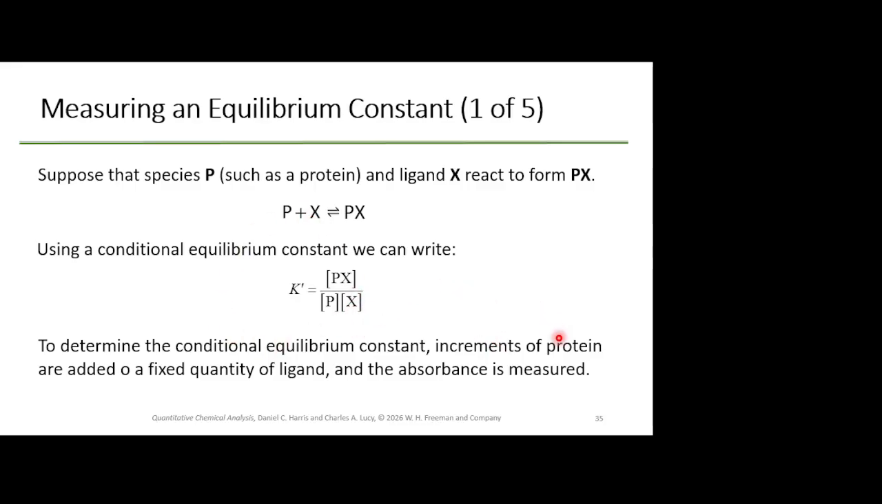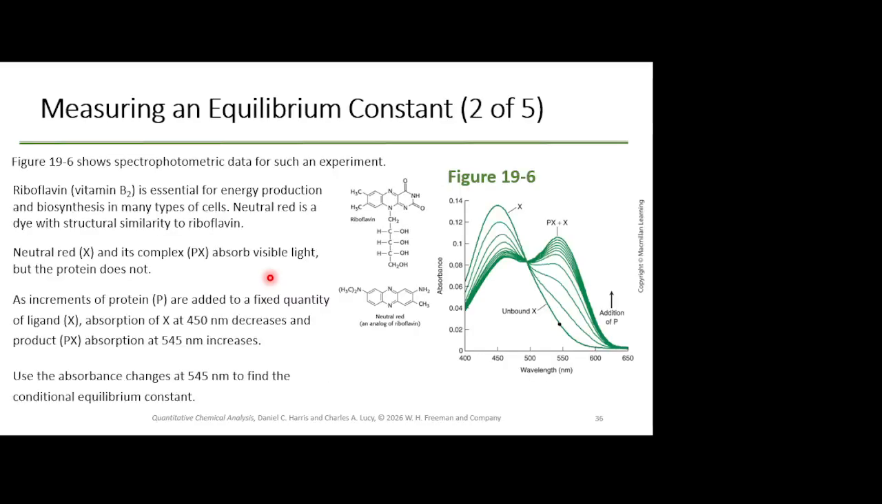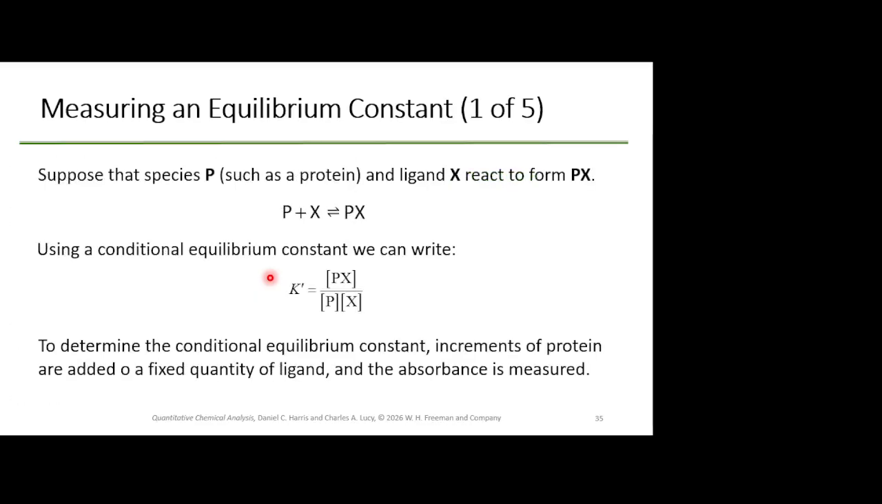Okay, to determine that conditional equilibrium constant here, we can increment the protein as we add that to a fixed quantity of ligand, and the absorbance is going to be measured. You'll actually recognize this same concept from biochemistry, because this is how a lot of those equilibrium constants can be determined. So, okay. Remember, we are incrementing the amount of protein here with a fixed quantity of that ligand. Is everybody okay with that so far? And then measuring that absorbance.